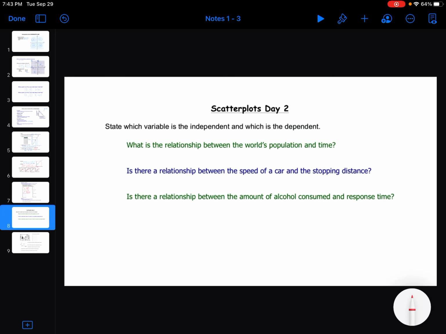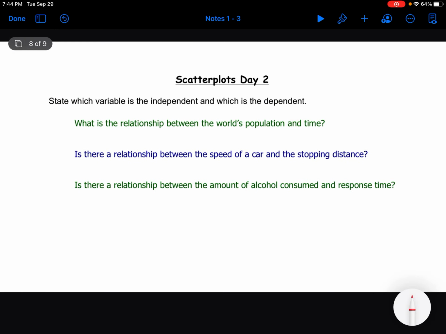Couple more slides, almost done. Okay, so state which variable is independent and dependent. Okay, so we're just looking at dependent and independent. Which one depends on the other one? Okay, so we're still on day one here, but we're just rolling right along. So day one. What is the relationship between the world's population and the time? Well, we said that time is always independent. So we know that the world's population depends on the time. Okay, world's population and time.